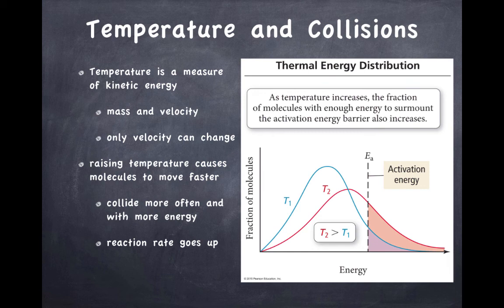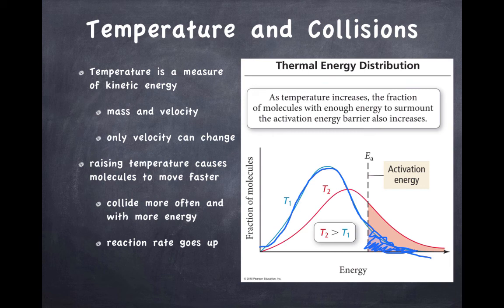Now, this exponential for this fraction of molecules with a certain energy never goes to zero. So even if you have a really high activation energy, there's always going to be some small fraction of molecules that have enough energy. So you're always going to have a little bit of a reaction. But here in blue, we see that there's only a small fraction of those molecules that have enough energy to get up and over that activation energy barrier. So the reaction rate will be sort of slow.